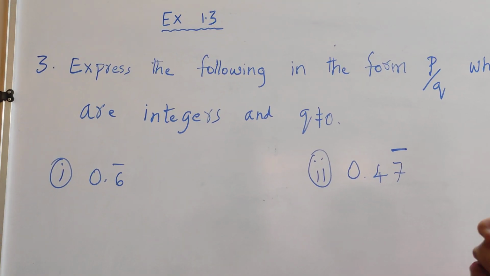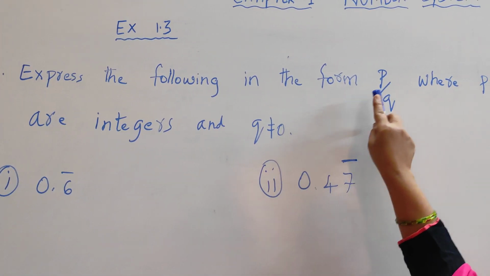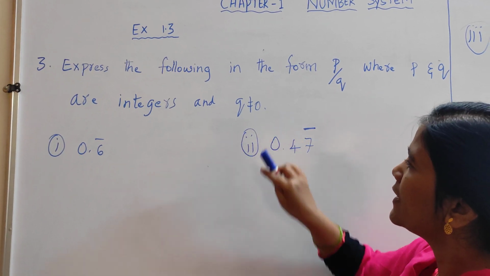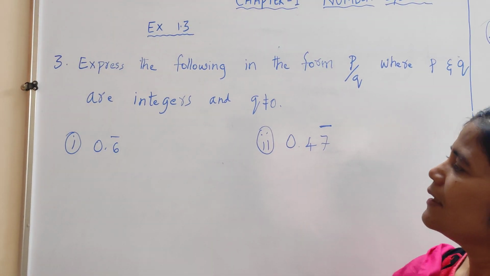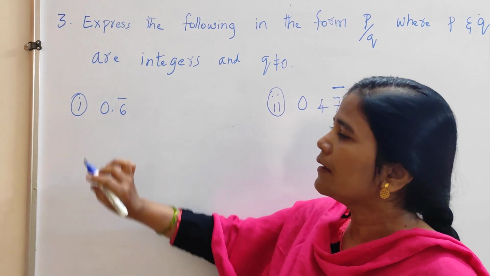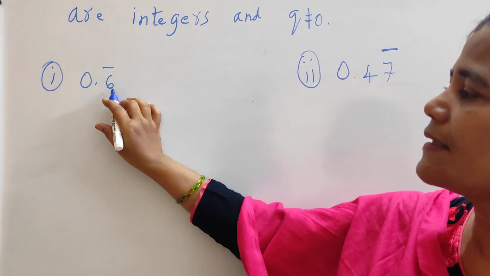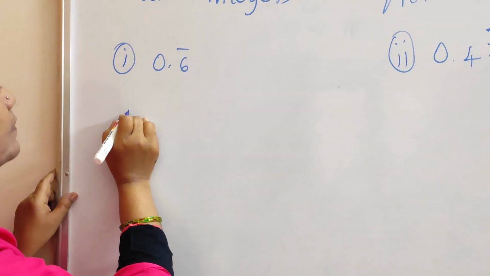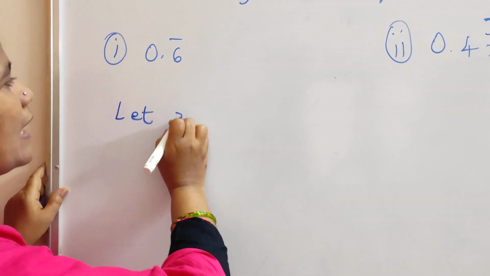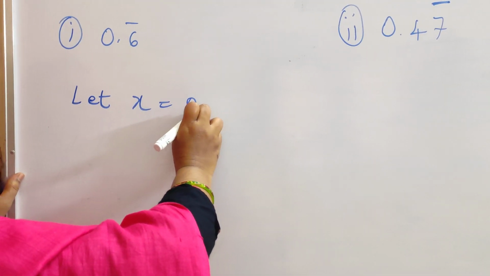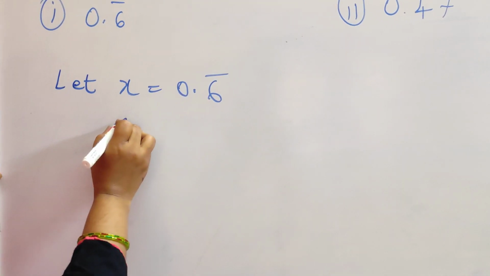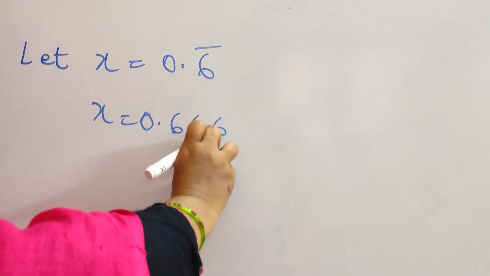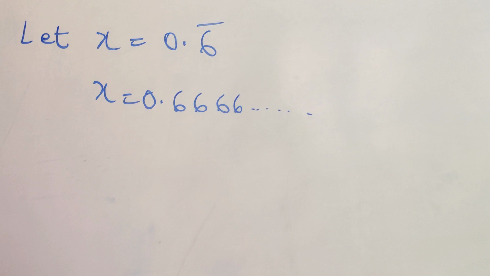Now coming to question 3, express the following in the form P by Q, where P and Q are integers and Q not equal to 0. So the question given is 0.6 bar. What is the meaning of 6 bar? That is, 6 is repeating. So let us write, let x is equal to 0.6 bar. That is x is equal to 0.6666, many times it is repeating.